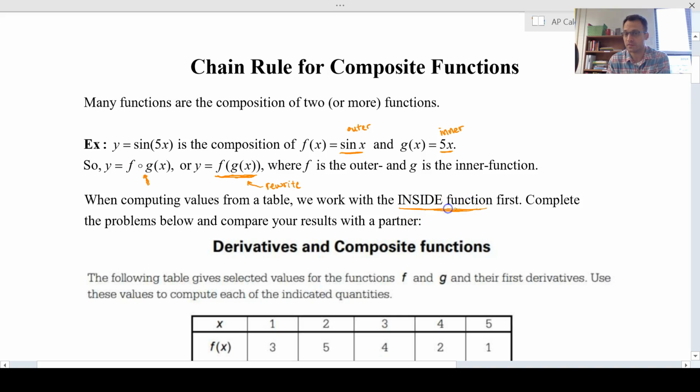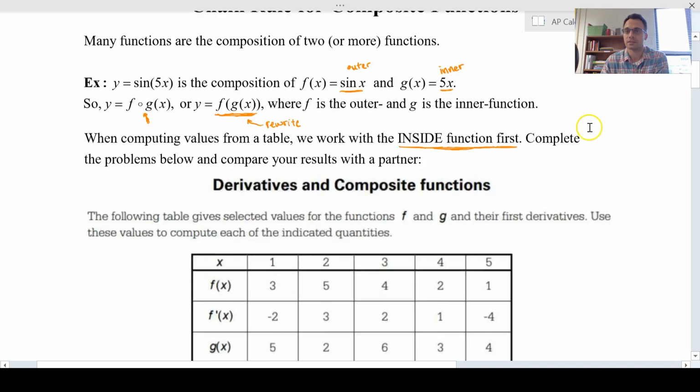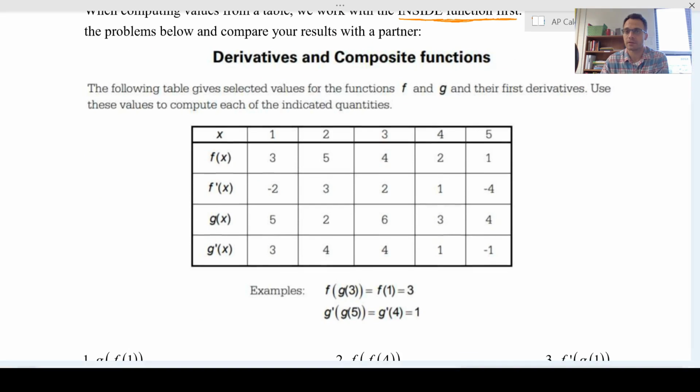Now you'll find that derivatives are going to be opposite of this, but when we're just computing a value from a table, you work inside to outside. So let me walk you through that.